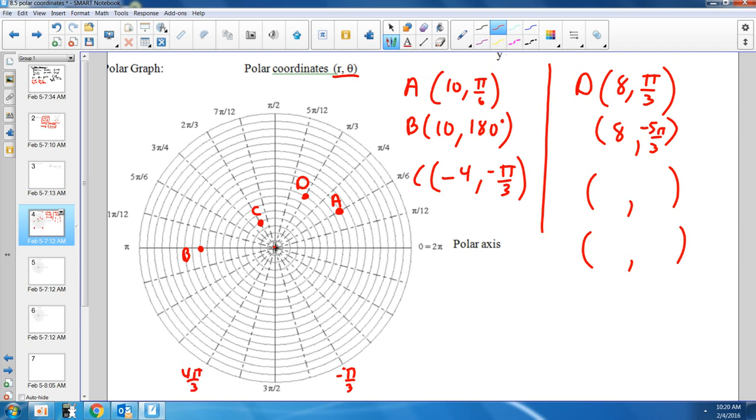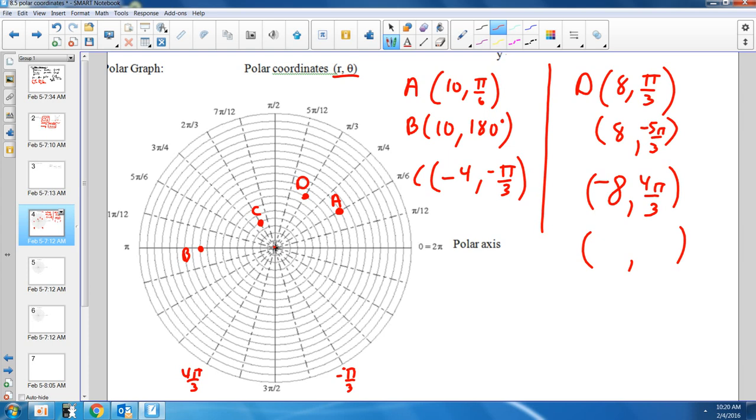Because I want to go to 4 pi over 3 this way and then back up to D on the negative r. So that means that this could be 8, negative 8, and 4 pi over 3. 4 pi over 3, negative 8 going away, gets me back to D. And then there's only one more.